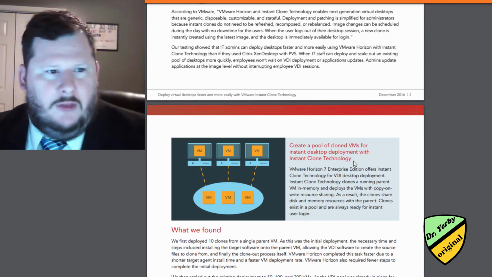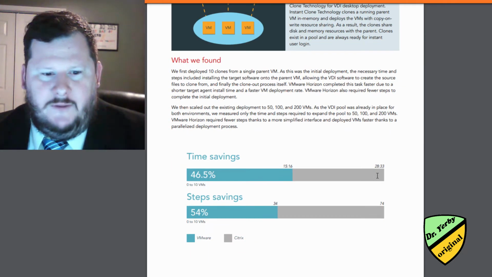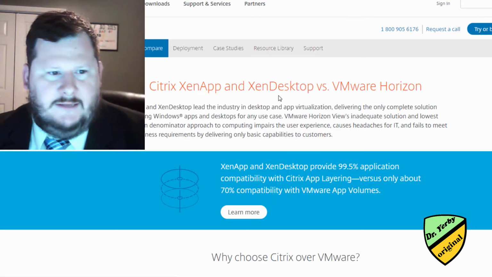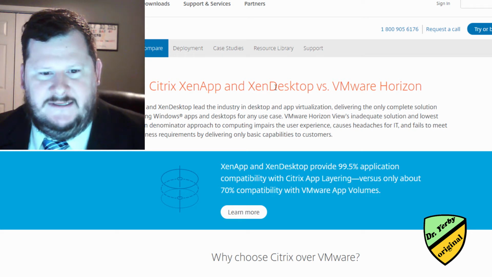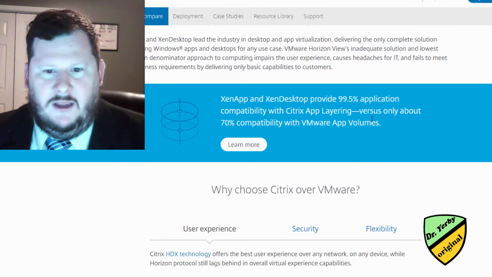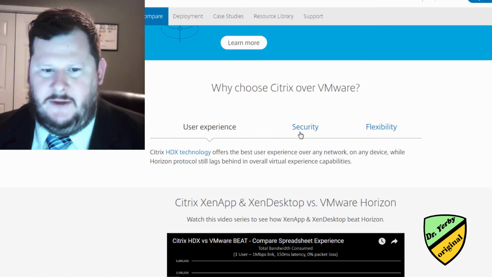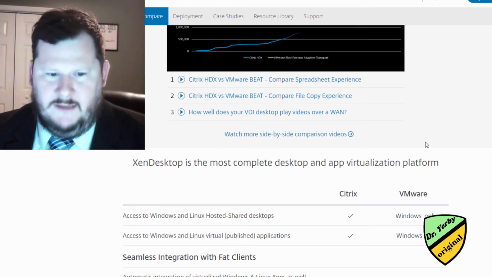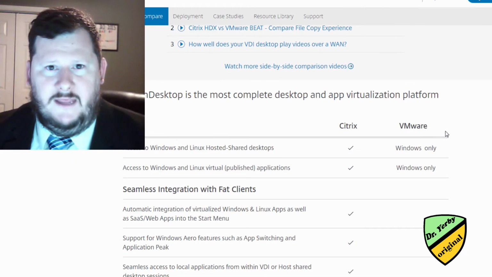I'll include this white paper here that shows why Horizon is so much better than Citrix, but we can also go over to the Citrix website, and wouldn't you know that they talk about why the Citrix XenApp and XenDesktop is so much better than VMware Horizon. They talk about the user experience is better, security is improved, it's faster, it's more flexible. I'll also include this link along in the LMS.